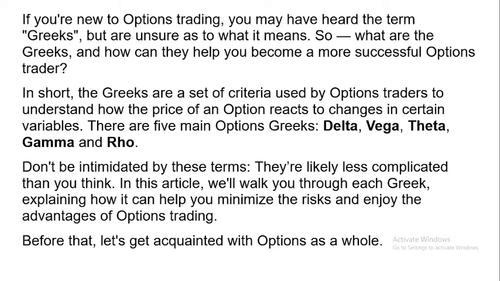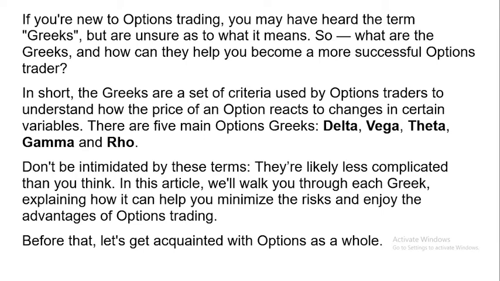So if you're new to options trading, you may have heard the term Greeks, but are unsure as to what it means. So what are the Greeks, and how can they help you become a more successful options trader? In short, the Greeks are a set of criteria used by option traders to understand how the price of an option reacts to changes in certain variables.